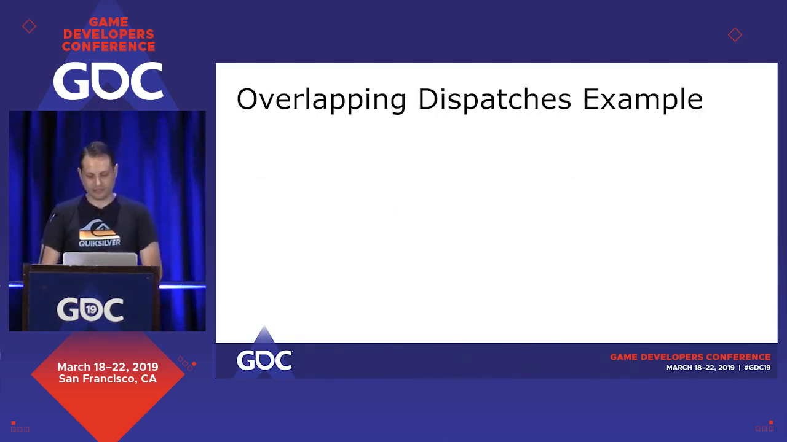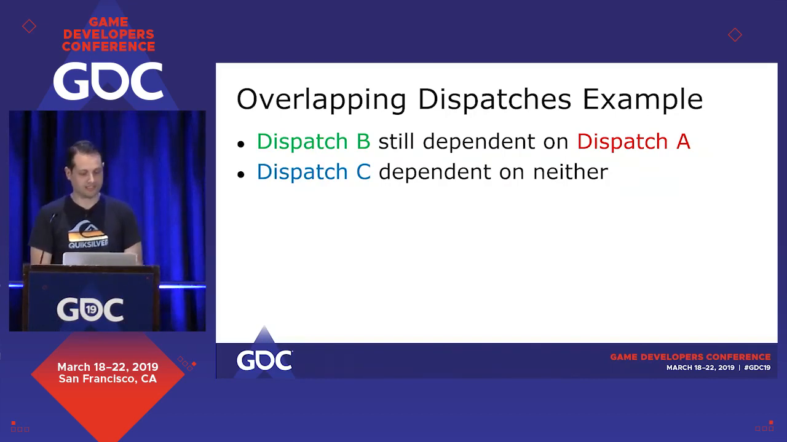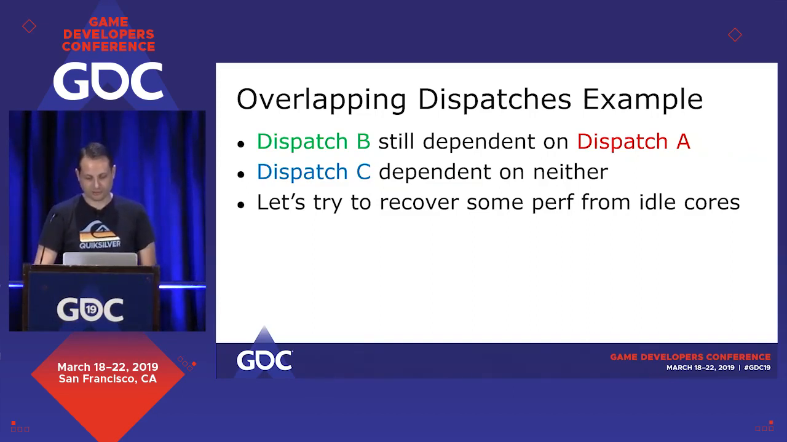All right, so let's try another example where this time we're going to do what I said. We're going to overlap some non-dependent work with our previous example to try and reclaim some utilization. So we'll start with our previous example where dispatch B is dependent on dispatch A. And then we'll throw in another dispatch that we'll call dispatch C, colored in blue. This one's not going to be dependent on either of them, so we're going to throw it in to reclaim some of those idle cores we had. Like I said, we're going to try and recover some performance and hopefully increase our utilization percentage.